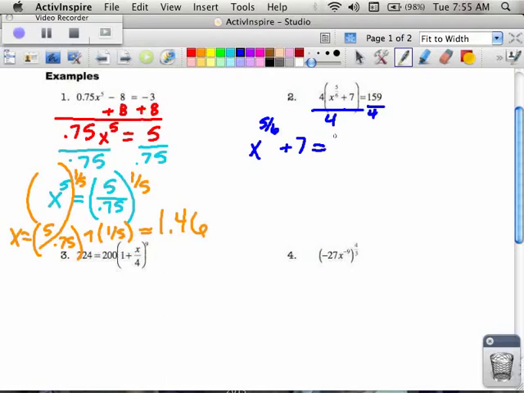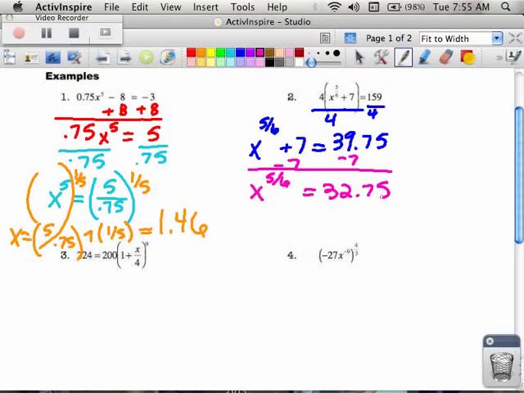39.75. And then I need to undo the +7. So to undo the +7, I subtract off 7 from both sides. And now we have x to the 5/6 power equals 32.75. And here we are again with that rational exponent thing, and we want to undo it.